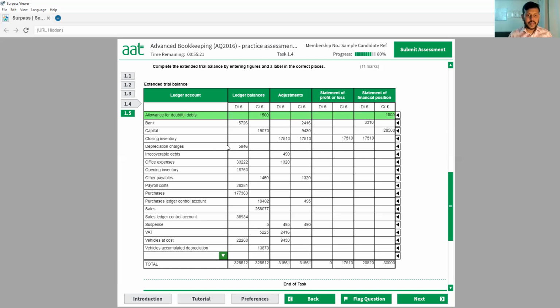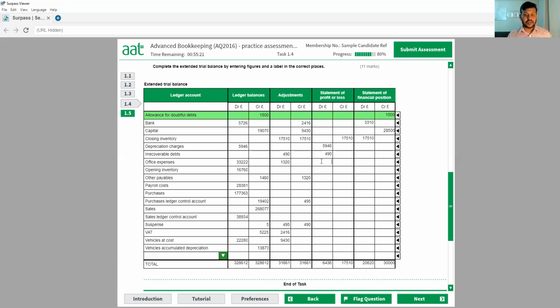The next one is depreciation. Remember, depreciation is an expense on the profit and loss account, 5946. Then we have irrecoverable debt. Irrecoverable debt is an expense as well on the profit and loss account. The money that is not possible to recover from your customer is called irrecoverable debt.